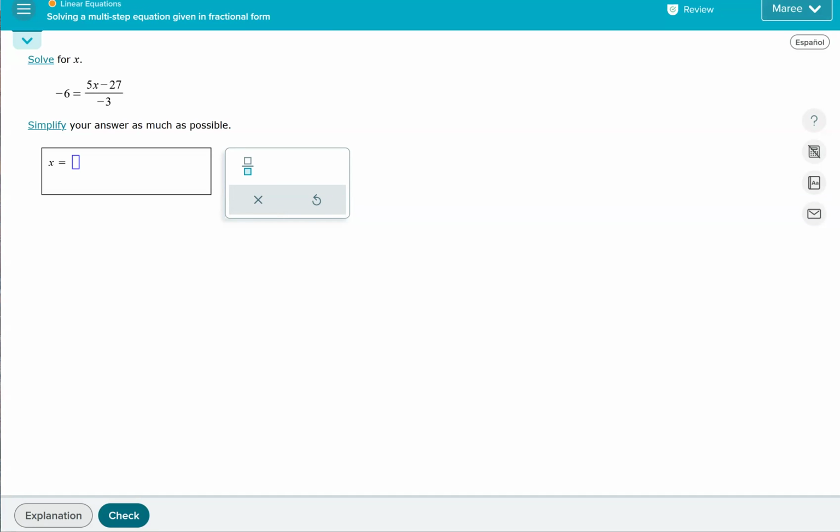This topic is called solving a multi-step equation given in fractional form. That just means that there's a fraction in our equation, or maybe on one side of our equation. When I see something like this, I like to think about two fractions that are equal to each other. So this would be -6, and I'm going to put that over 1 because this might be helpful.